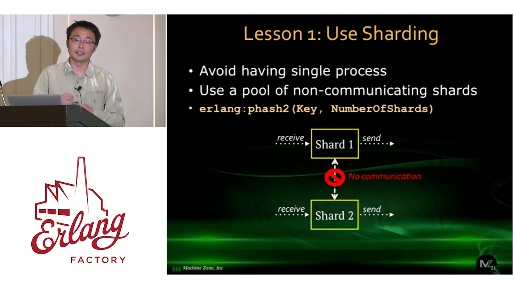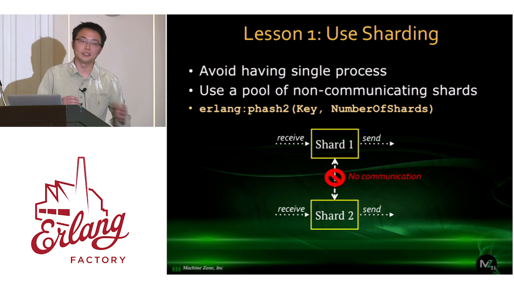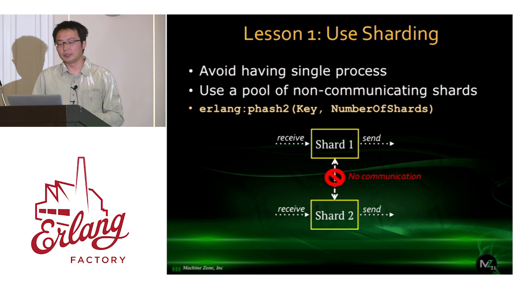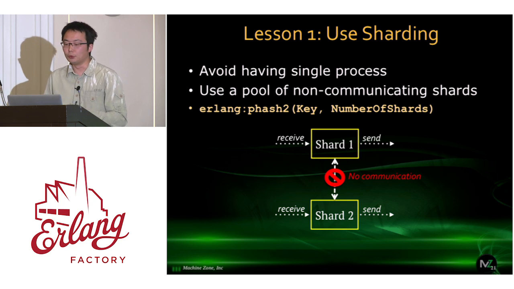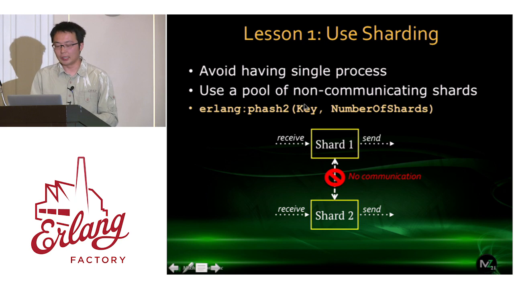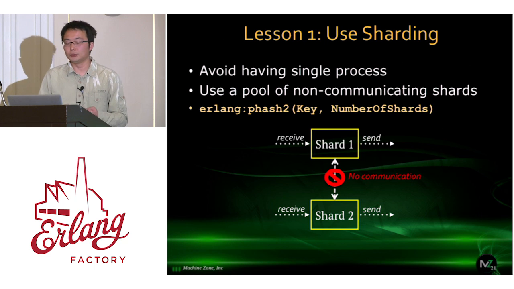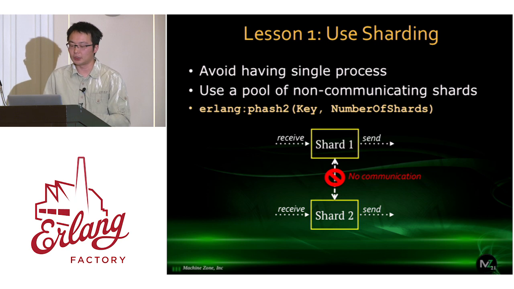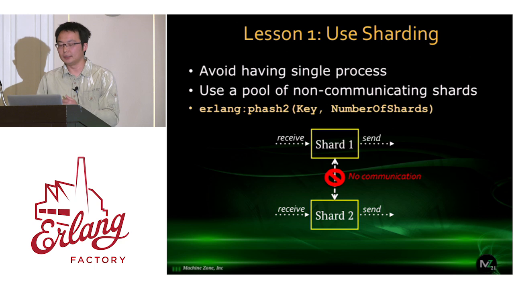It gets laggy, and after a while it gets switched out by the scheduler, and the message queue backs up with increased memory. So the solution is to avoid having a single process handling everything. Instead we use a pool of non-communicating shards, and we give all the requests a key. We do Erlang phash2 on the keys and try to distribute them evenly onto different shards. And after that, the bottleneck is gone.